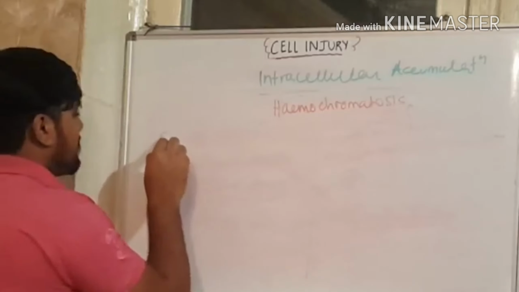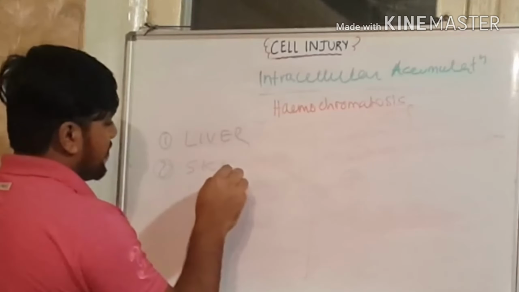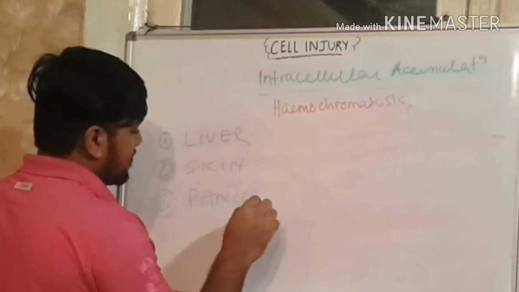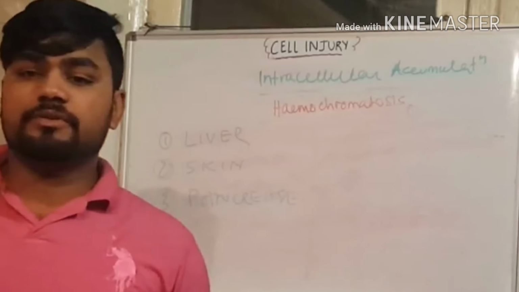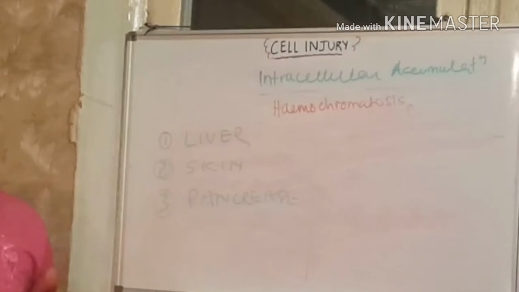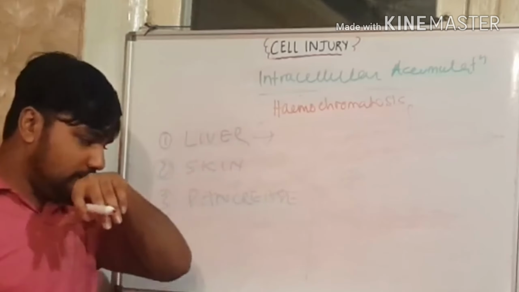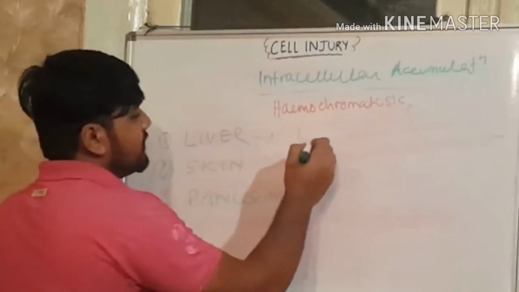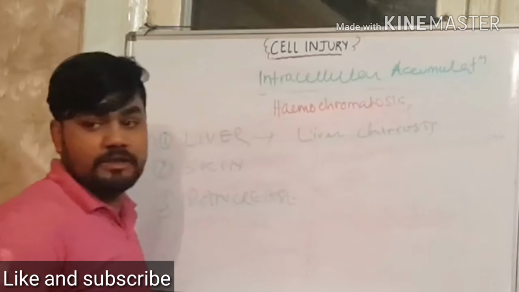The first organ is liver, second skin, third pancreas, and other visceral organs. We will sequentially see what will happen if hemosiderin is deposited in liver, then in skin, and if it is present in pancreas. If there is excess hemosiderin accumulation in liver, it will cause liver cirrhosis. Liver cirrhosis is a fatal condition. In liver cirrhosis, what will happen? There will be death of hepatocytes.